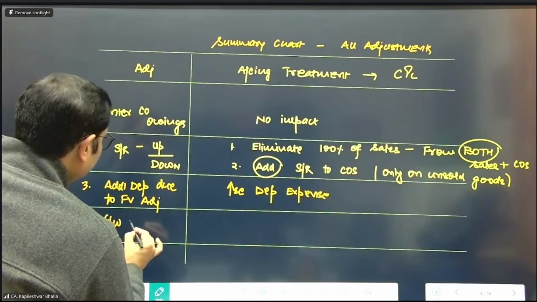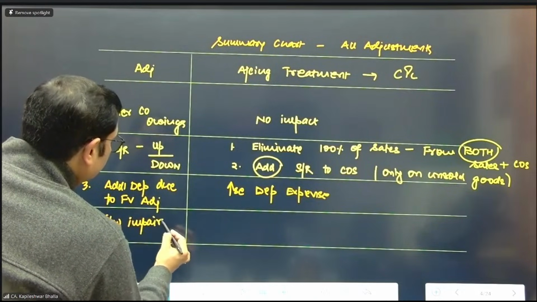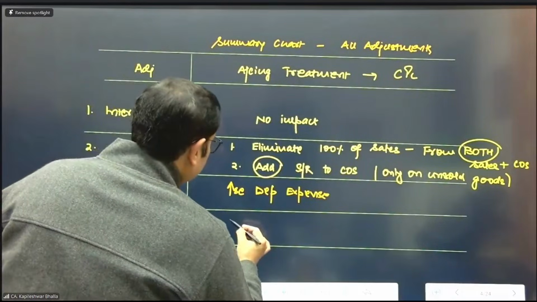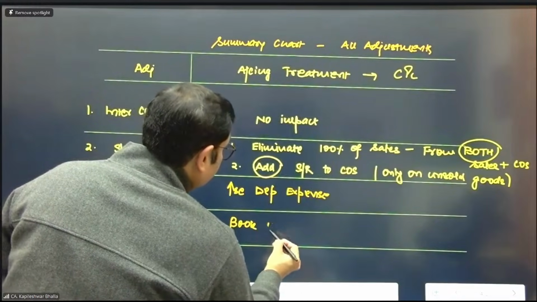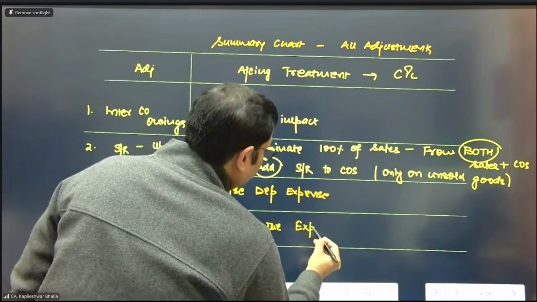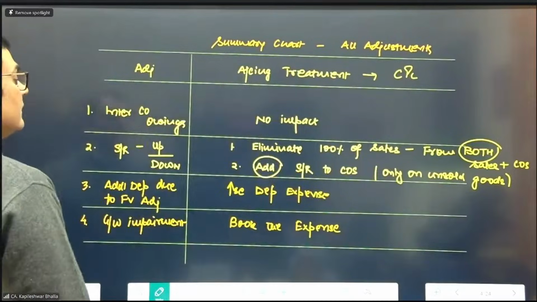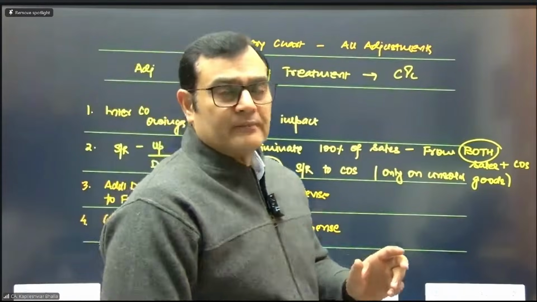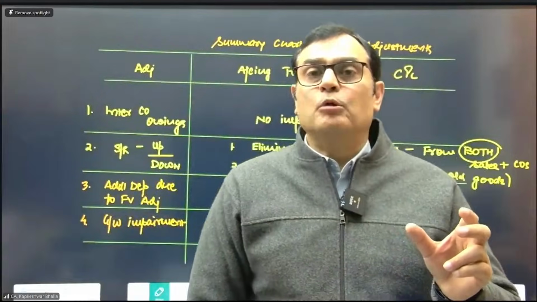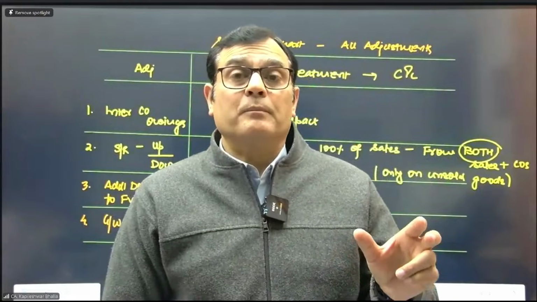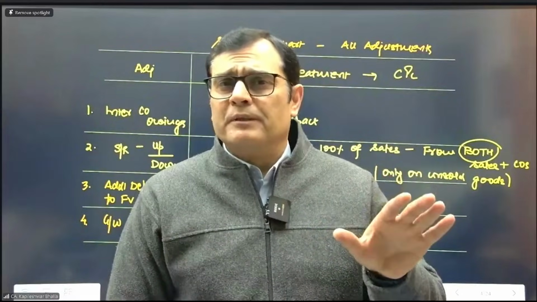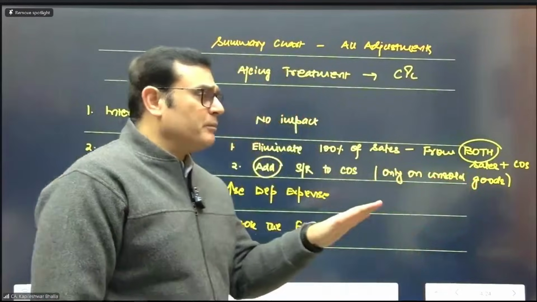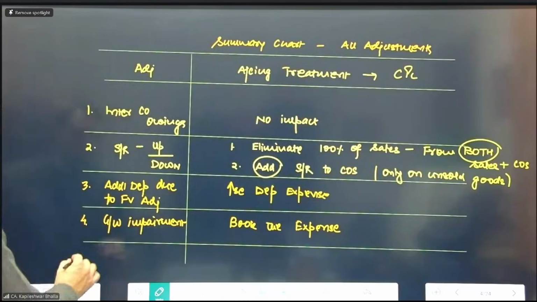Number four, if there is any goodwill impairment, what will I do? Can I say just book the expense? Whatever goodwill impairment is there, just book that expense in the consolidated P&L. So the two adjustments, third and fourth, are pretty simple. Any additional depreciation will be booked as an expense. Any goodwill impairment will be booked as an expense. And once I'm booking the goodwill impairment, I'm not thinking whether it is partial or full goodwill. Whatever goodwill impairment is there, we'll just book that as an expense.